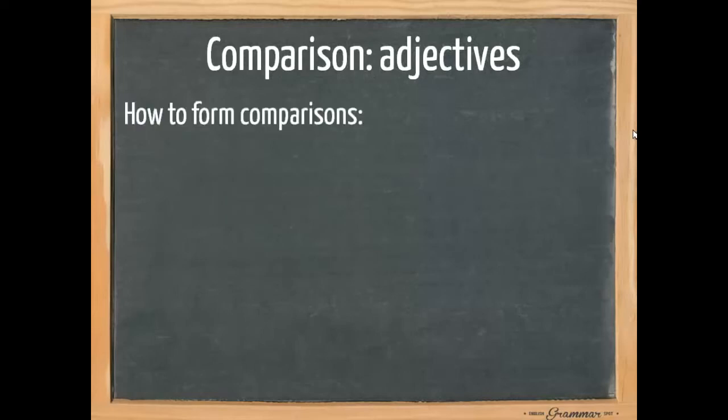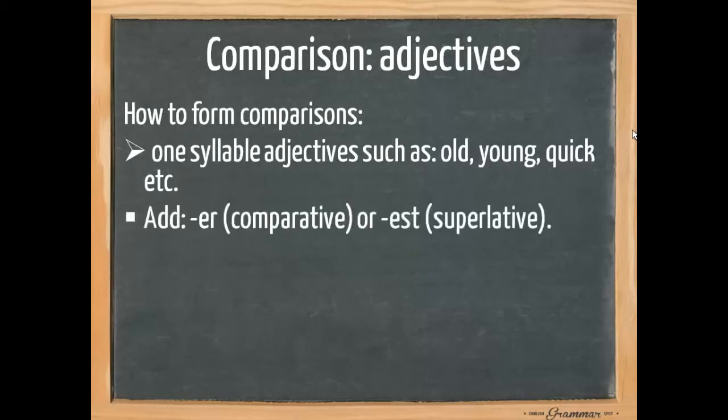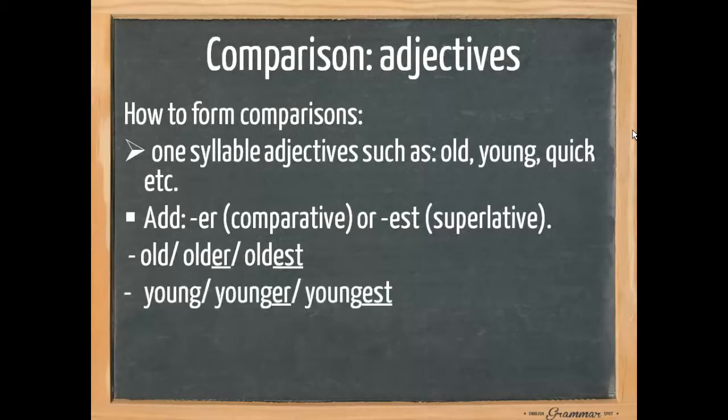How to form comparisons? When it concerns one-syllable adjectives such as old, young and quick, we simply add er to the adjective for the comparative and est to the adjective for the superlative. So we have the adjective old and the comparative is older and the superlative is oldest. The same goes for young, younger, youngest, and quick, quicker, quickest. I'm going to show you some examples in sentences.